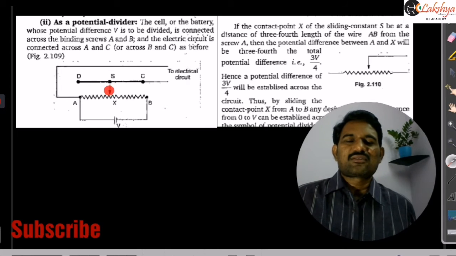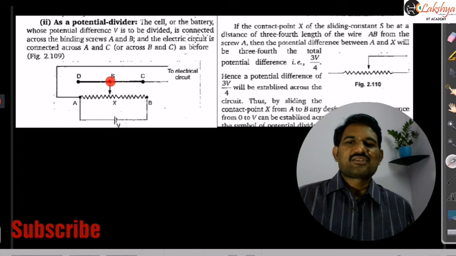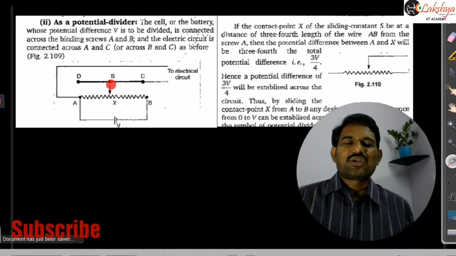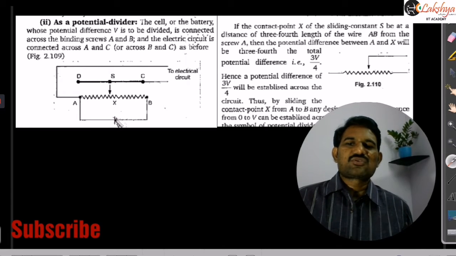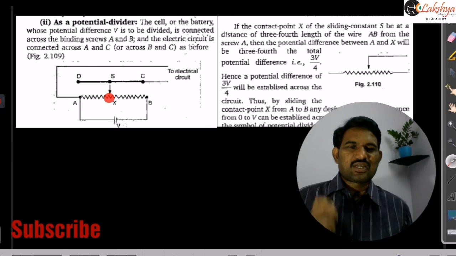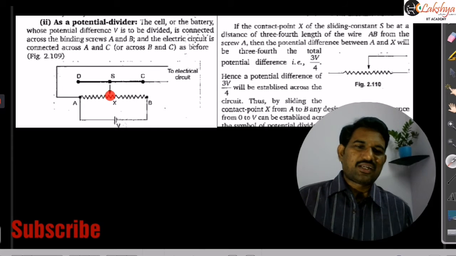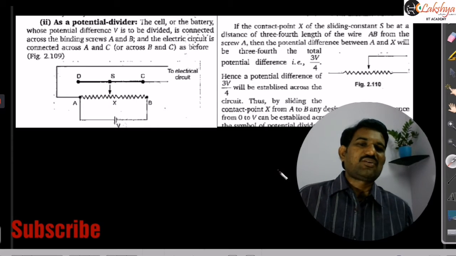If you want to increase the potential difference, we should move towards this B. If you want to decrease the potential difference, we should move towards this D. That means this total potential difference V will be there across this AB. So just by sliding this contact, either we can increase the potential difference or decrease it, or we can put any desired values in that circuit, right?